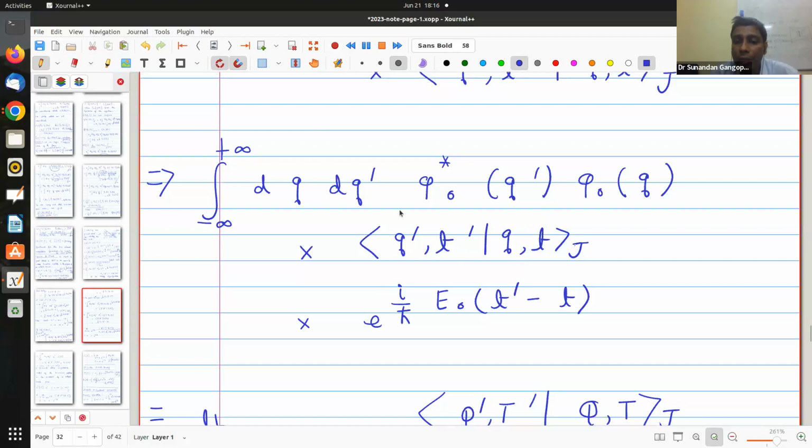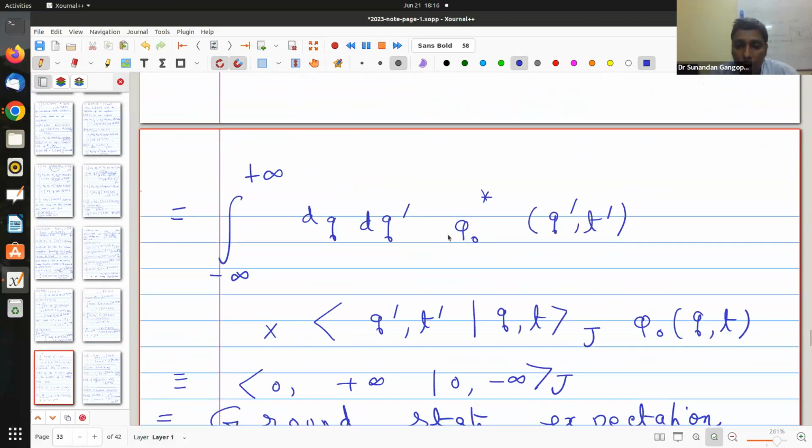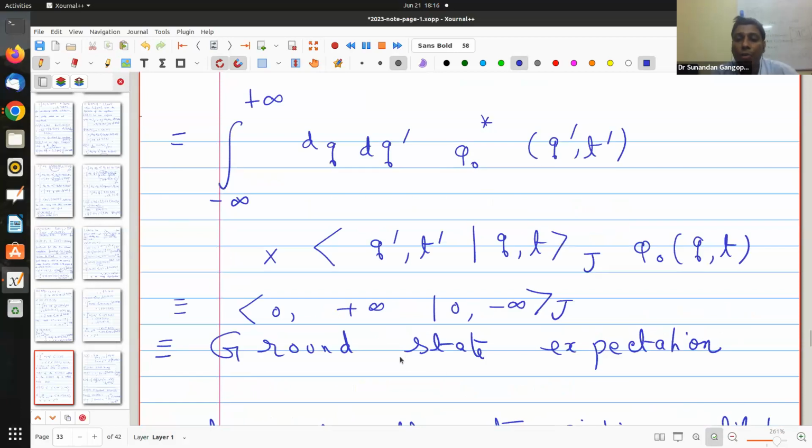If you look at carefully, this is the transition amplitude from QT to Q prime T prime in the presence of source. But now you are computing this transition amplitude between these wave functions. This is the ground state wave function at Q and the ground state wave function complex conjugated at Q prime. So this is like an expectation value in the ground state of this object. And therefore, this particular object that we have is called the vacuum to vacuum transition amplitude in the presence of an external source.